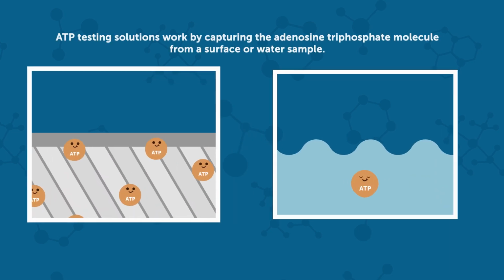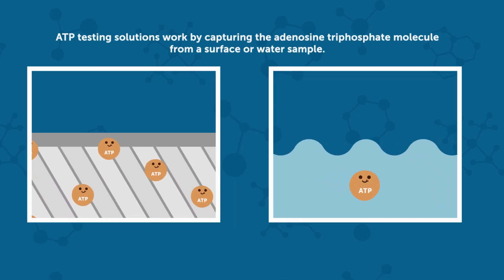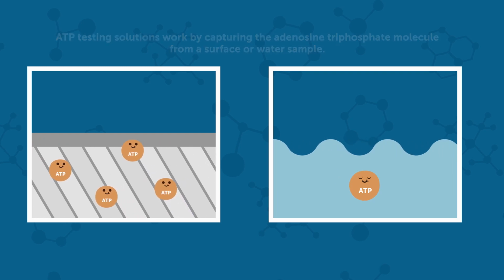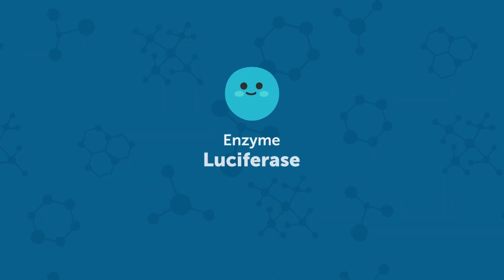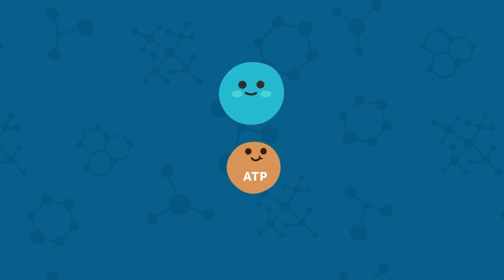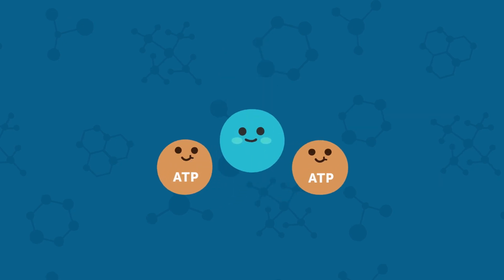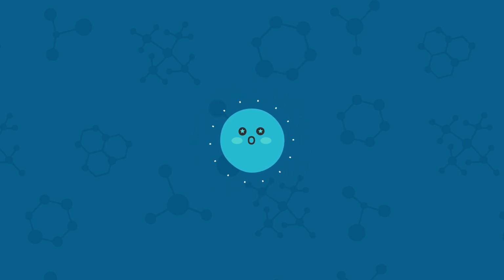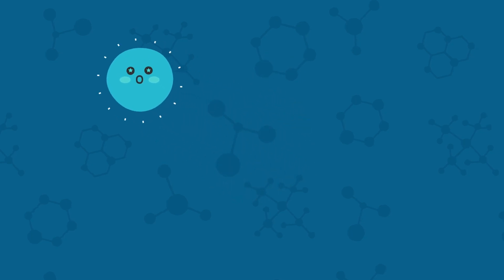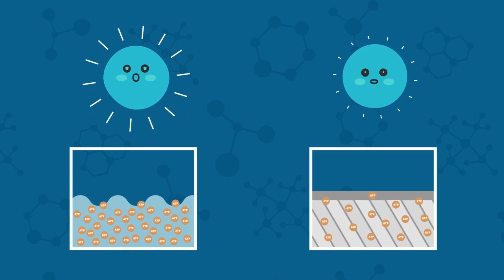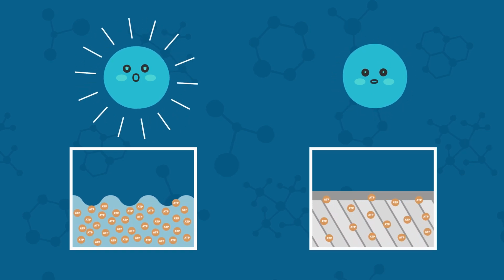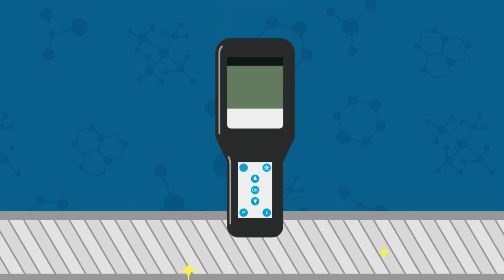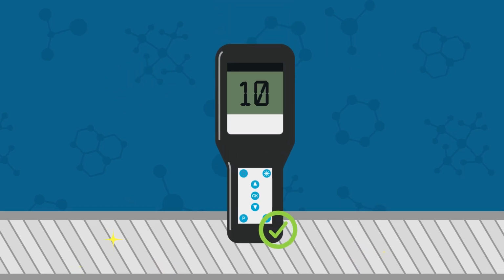ATP testing solutions work by capturing the adenosine triphosphate molecule from a surface or water sample. The test solution is mixed with an enzyme called luciferase. When the ATP molecule is broken off in the chemical reaction, the energy is captured by the enzyme to create light. The amount of light is related to the amount of biological material. The more ATP, the more light, and the more bacteria or plant residues on the tested surfaces. As such, we can use this amount of light to indicate if a surface was properly cleaned and sanitized.